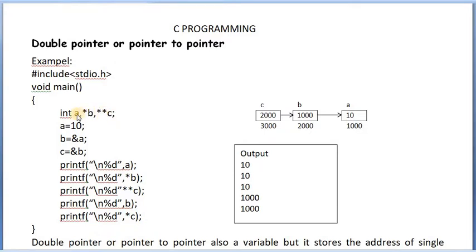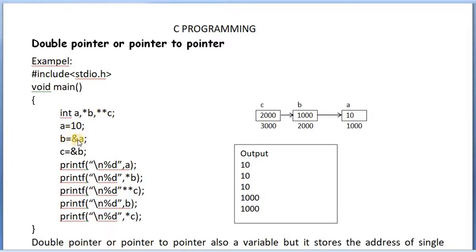A normal variable stores the data. Here, for example, a is equal to 10. Here a stores 10. Every location has an address. Assume that the address of a is 1000. This address we can store in some variable, but that variable must be a single pointer. Here b stores a's address.